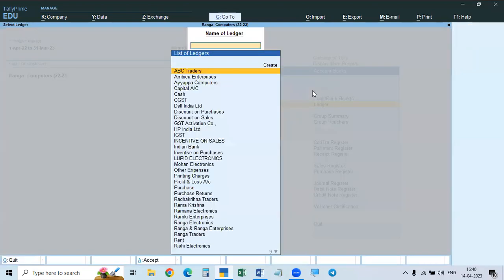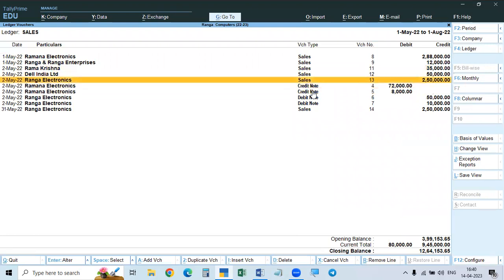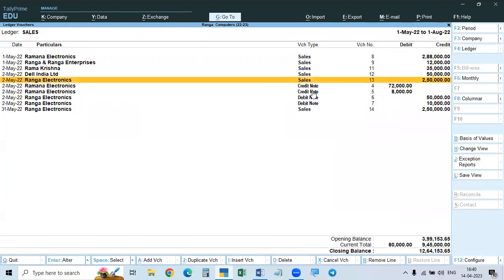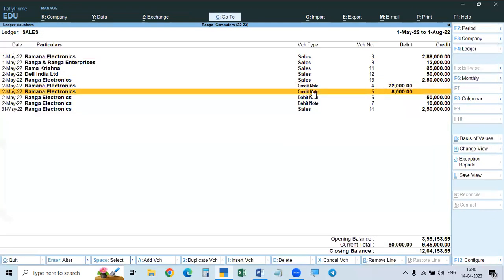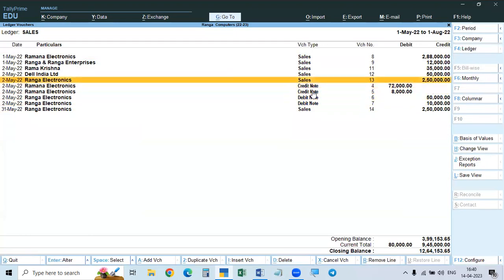We'll take up another example here. Electronics, so you give it 10 numbers. When you give it 10 numbers, okay, here this is discount. Another one.